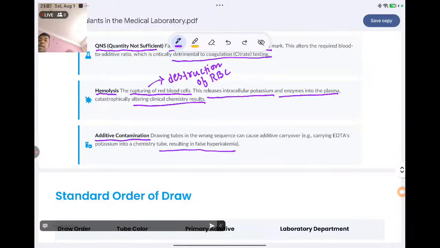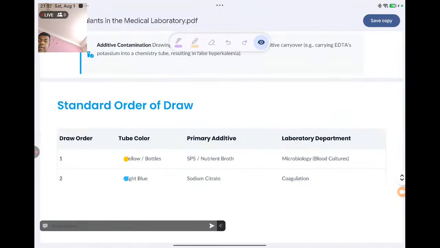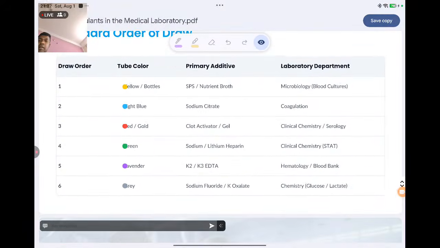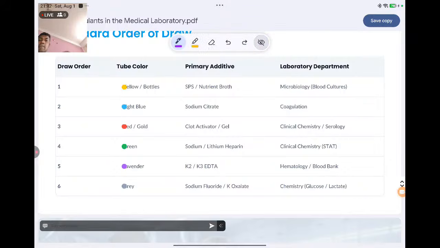Now we will study the order of draw. The order of draw is given below. First, we have to collect the blood in a yellow top tube which contains SPS, and it is used in the medical microbiology lab for blood culture. Then we have to collect blood in a light blue top which contains sodium citrate, and it is used in coagulation tests.